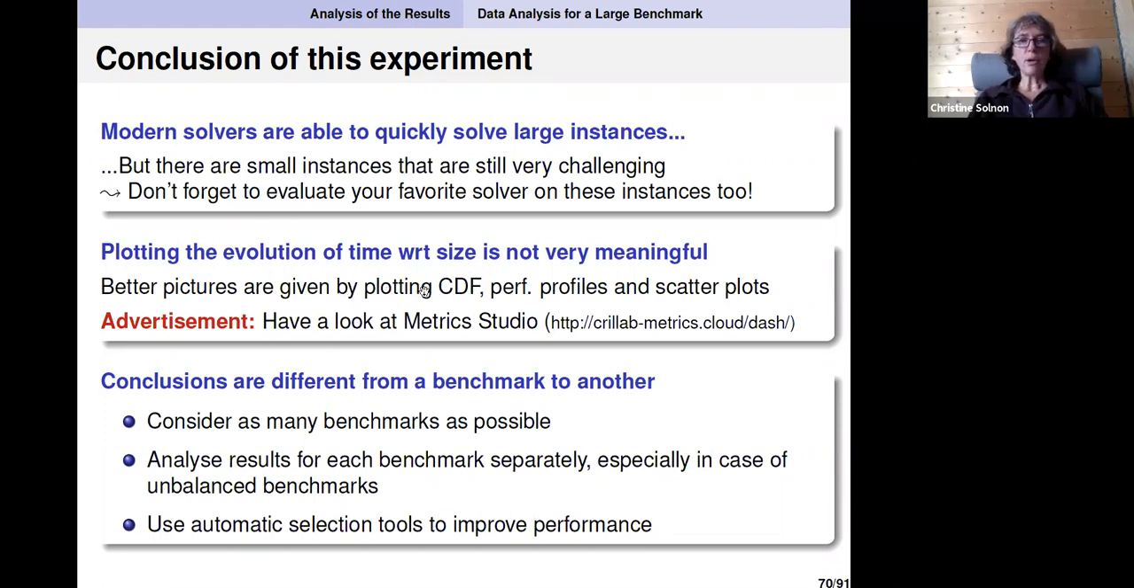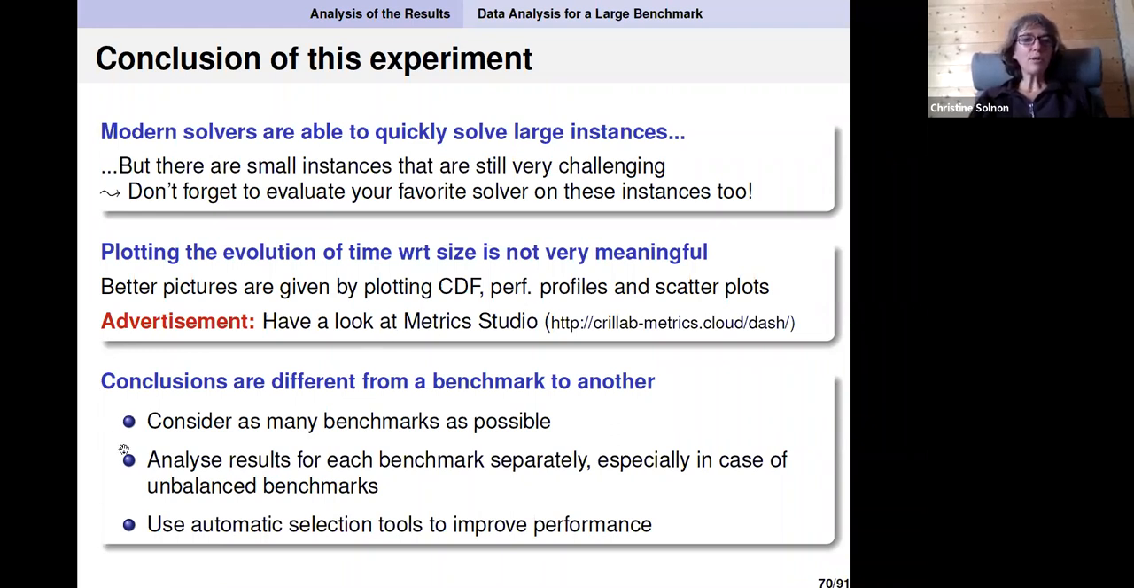Okay, we have seen a lot of different kinds of plots, and here is an advertisement for a tool that you can use. This is a web application, and you give your results, a CSV file, to this application, and it will plot a lot of figures to compare different solvers. So have a look at it.